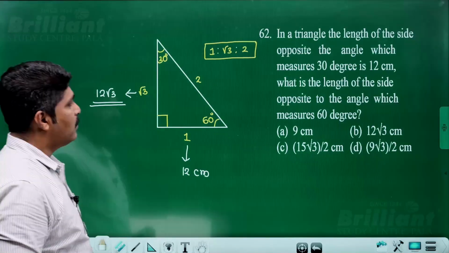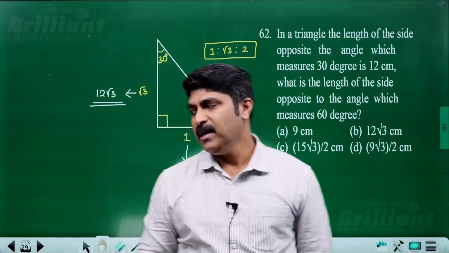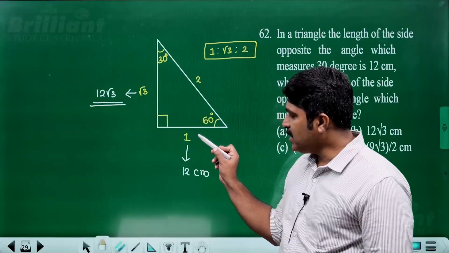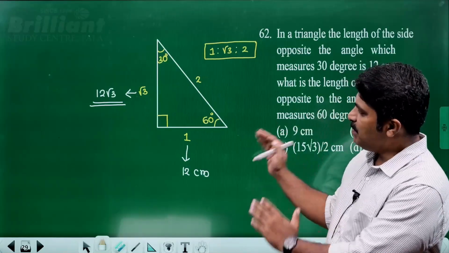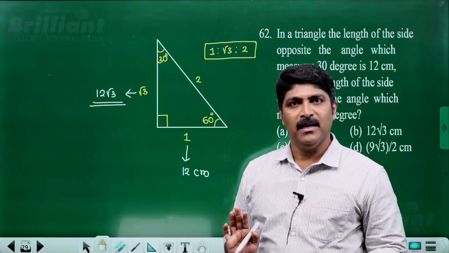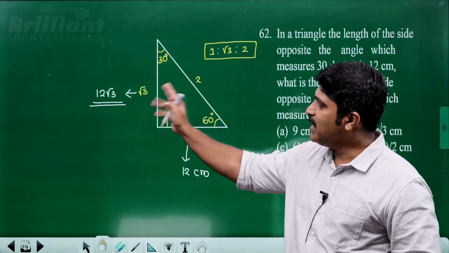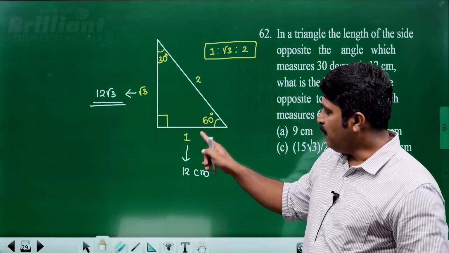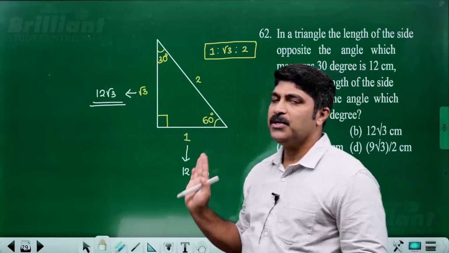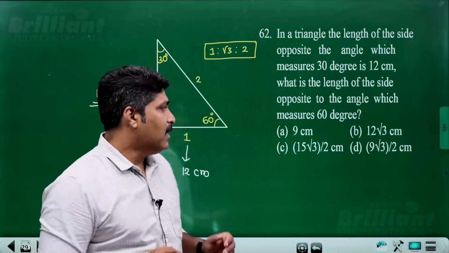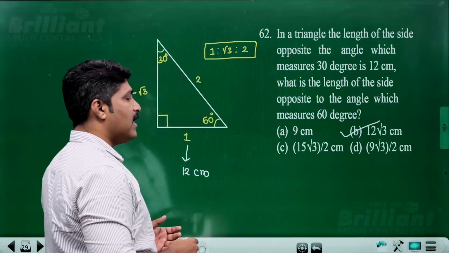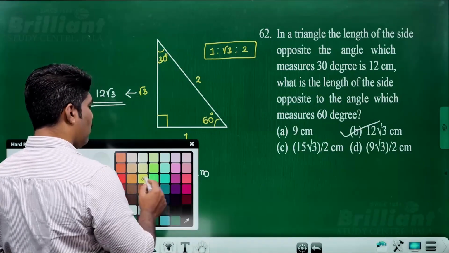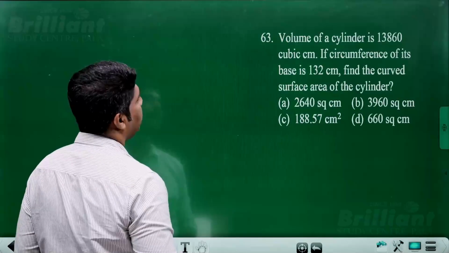Correct? Because here the side like this one is representing 12 centimeter. We have to find out the side opposite to 60 degree. Here the side opposite to 60 degree is represented by √3. If 1 is 12 centimeter, this is 12 √3 centimeter. So with the help of that relationship, we can easily get our answer: 12 √3 centimeter.